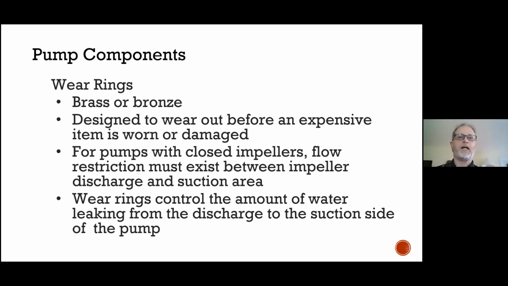For pumps with closed impellers, we're really trying to minimize the area between the impeller and the casing as it's spinning. We want to try and stop water from just circulating round and round in the volute. We want to move it to the discharge side. So those tolerances become really critical. The wear rings help control the amount of water that is leaking from the discharge side back to suction, as we're really trying to move as much water as possible once around the volute and out into the discharge.